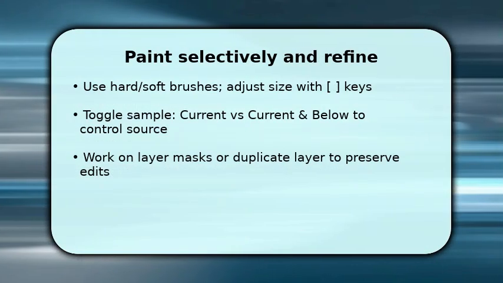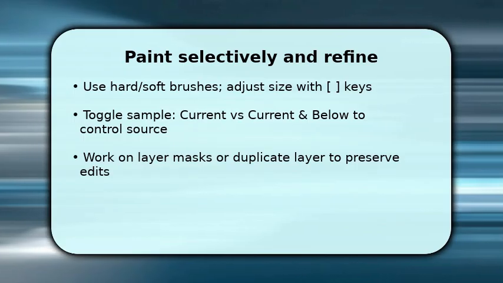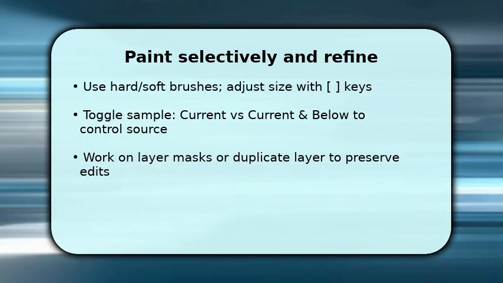Pick an appropriate brush hardness and size, use the bracket keys to change quickly, and start painting where you want the earlier pixels to return. You can switch sample from current to current and below to control whether the brush pulls from the snapshot alone or composite layers. This matters when using adjustment layers.